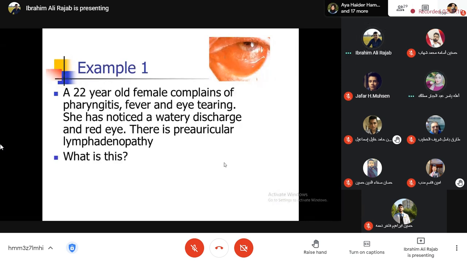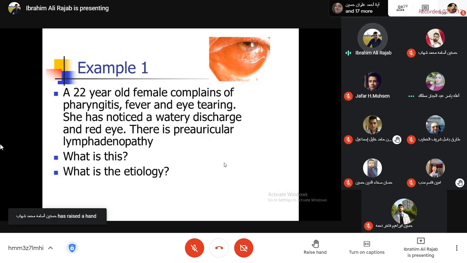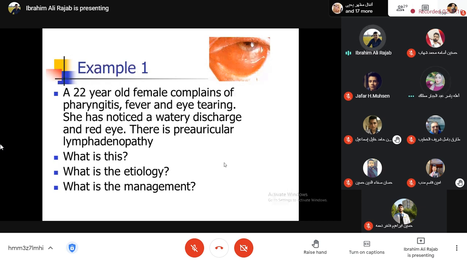So what is this? Adenoviral. Viral conjunctivitis. What is the etiology? Adenoviral. What is the management? Symptomatic management. We should reassure the patient. We should limit his contact. He should follow hygiene, and he should clean his hands.